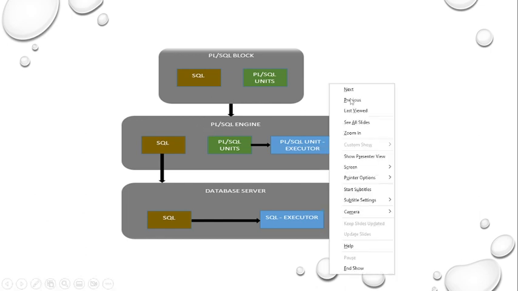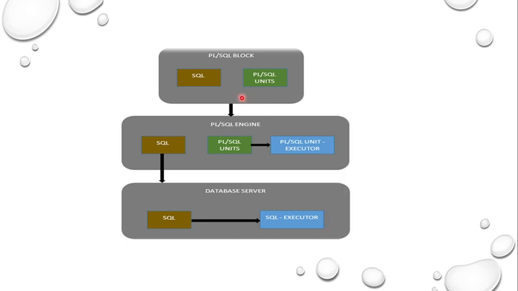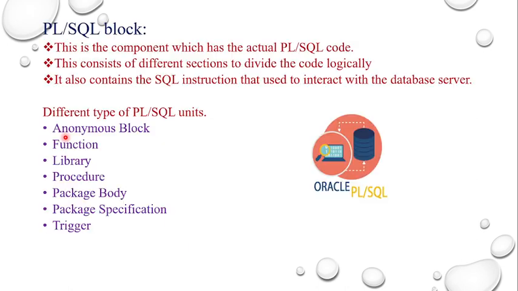The architecture consists of three parts, as seen here. The PL/SQL block consists of SQL and PL/SQL units, then the PL/SQL engine, and the database server. Let's go for the explanation. The PL/SQL block is the component which has the actual PL/SQL code.